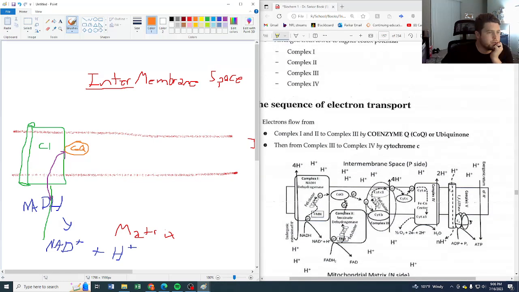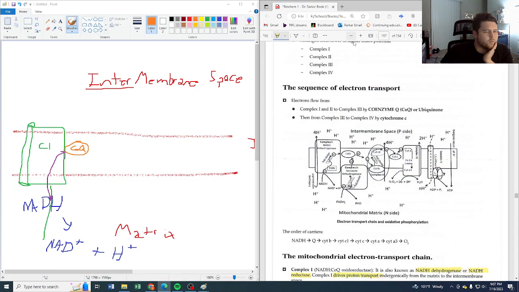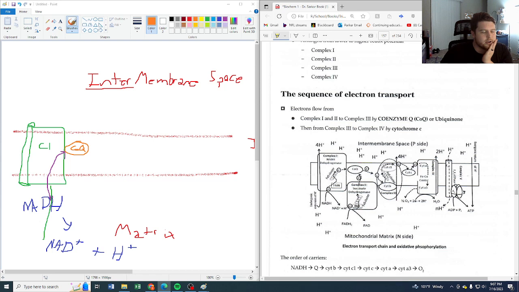That CoQ, also called coenzyme Q, or ubiquinone, depending on how you want to pronounce it. Whenever we see coenzyme Q or ubiquinone, it means the same thing. I think the difference in name has to do with whether it has the electrons or not. Don't worry too much about that. Just understand that coenzyme Q and ubiquinone are essentially the exact same thing.